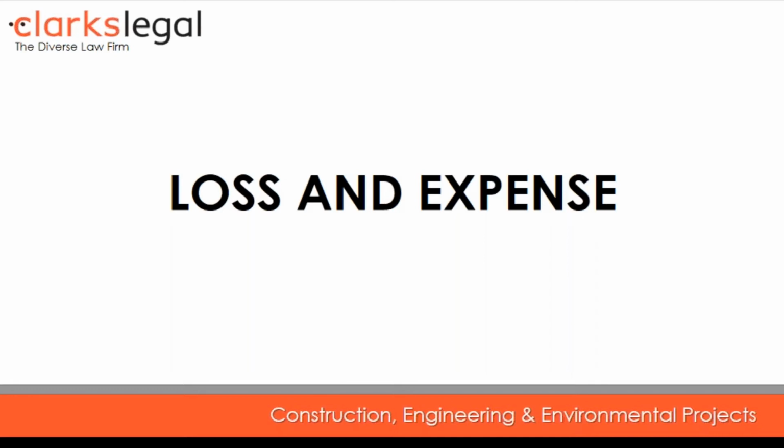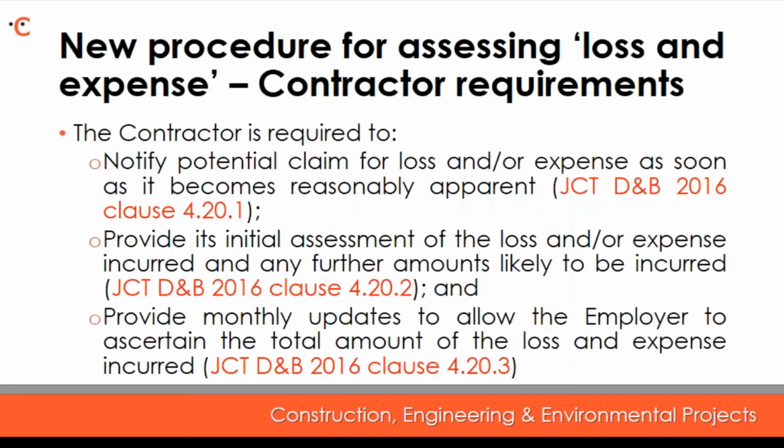So I'm now going to discuss the changes to loss and expense provisions. The provisions dealing with a contractor's claim for loss and expense have been amended in the new JCT suite of contracts. The 2016 edition continues to provide that the contractor must notify the employer as soon as it appears that progress of the works is likely to be affected.